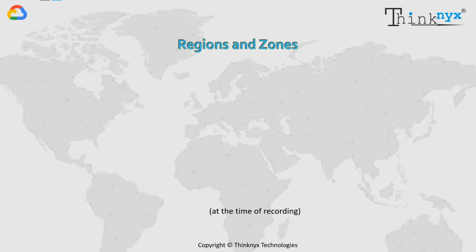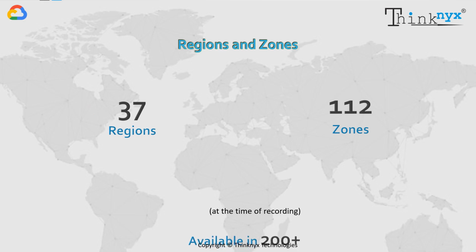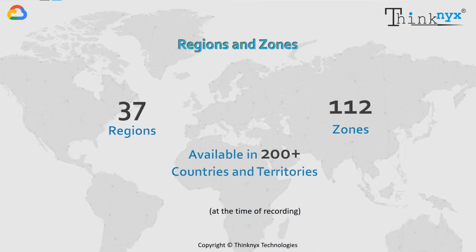Google Cloud resources are hosted in multiple locations worldwide. These locations are composed of zones and regions. At the time of recording, GCP spans 112 zones with 37 regions available in 200 plus countries. Let us now understand what regions and zones are.